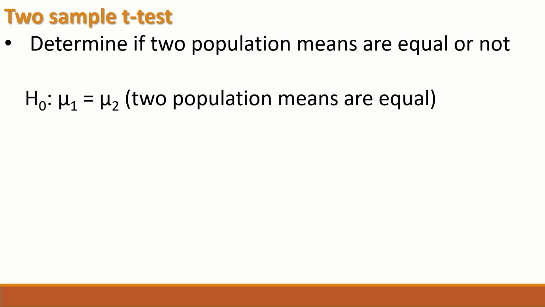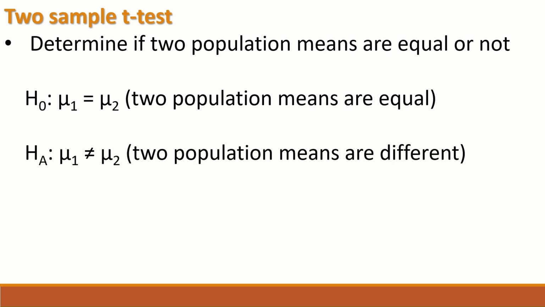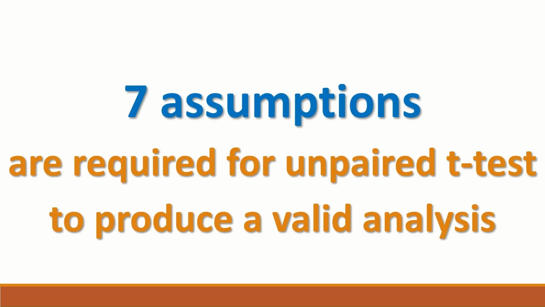So the hypothesis will be generated, and the null hypothesis will state that the two population means are equal. Alternatively, the alternative hypothesis will state that the two population means are different, and then a p-value will be calculated and the statistical analysis will be performed, and the null hypothesis will be rejected if the p-value is less than 0.05. So what are the assumptions for the test?